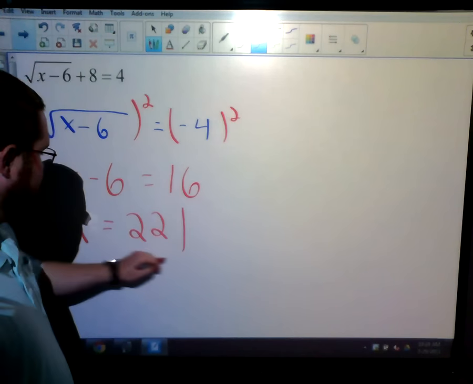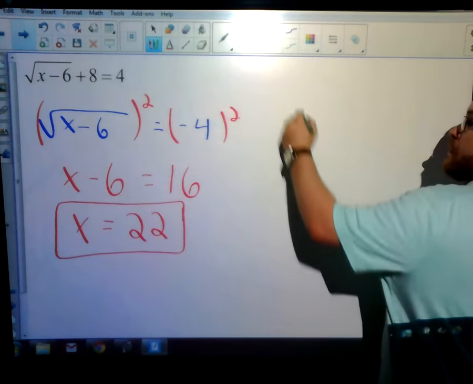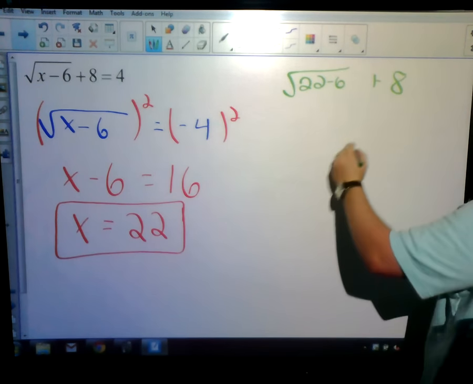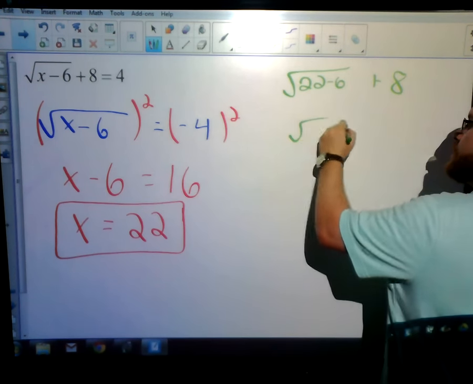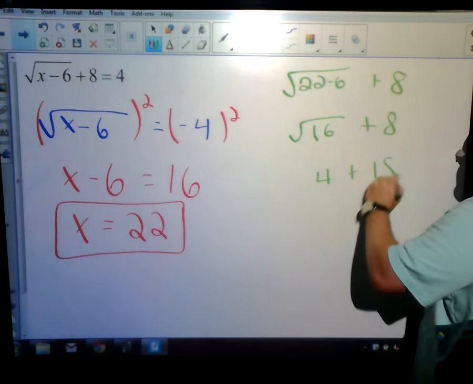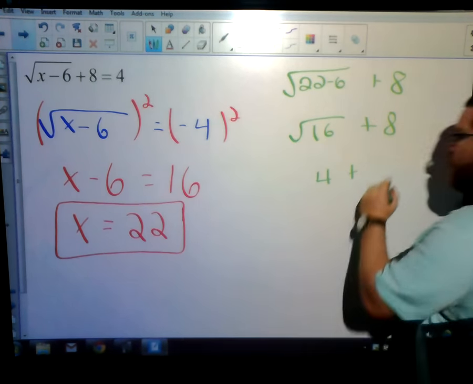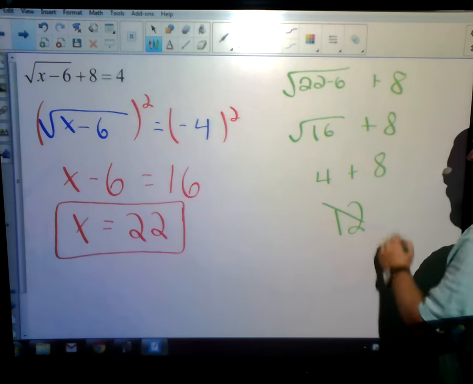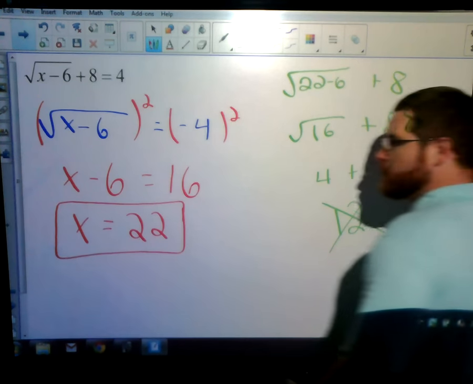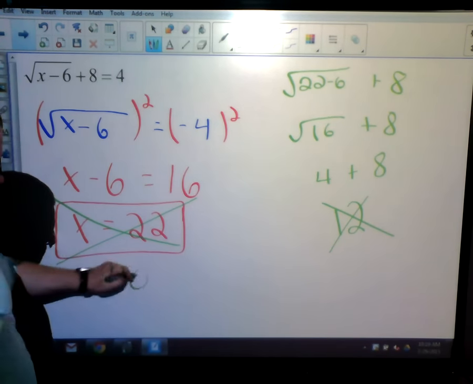Let's check our answer. Square root of 22 minus 6 plus 8. Square root of 22 minus 6, that's square root of 16 plus 8. Square root of 16 is 4 plus 8. 4 plus 8. But wait a minute. 4 plus 8 is 12. I didn't want 12. I wanted 4. So this one doesn't work. Because this one doesn't work, that means there is no solution.